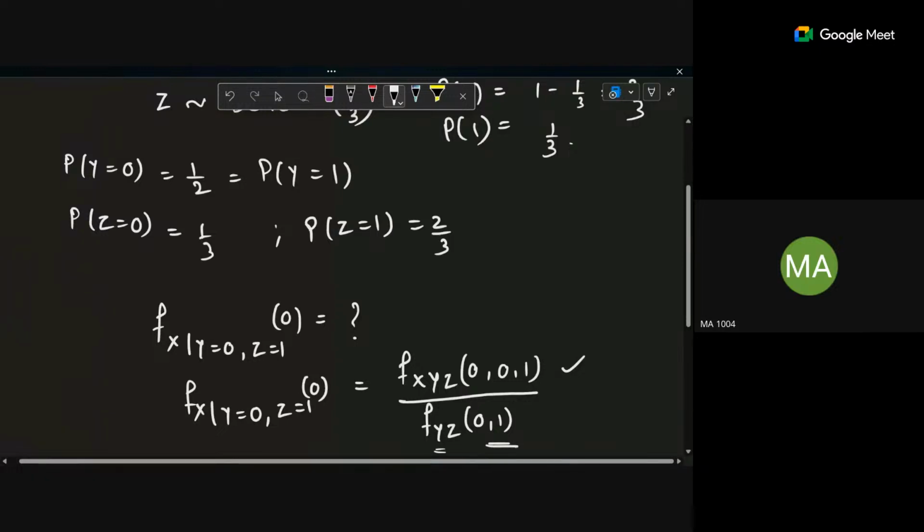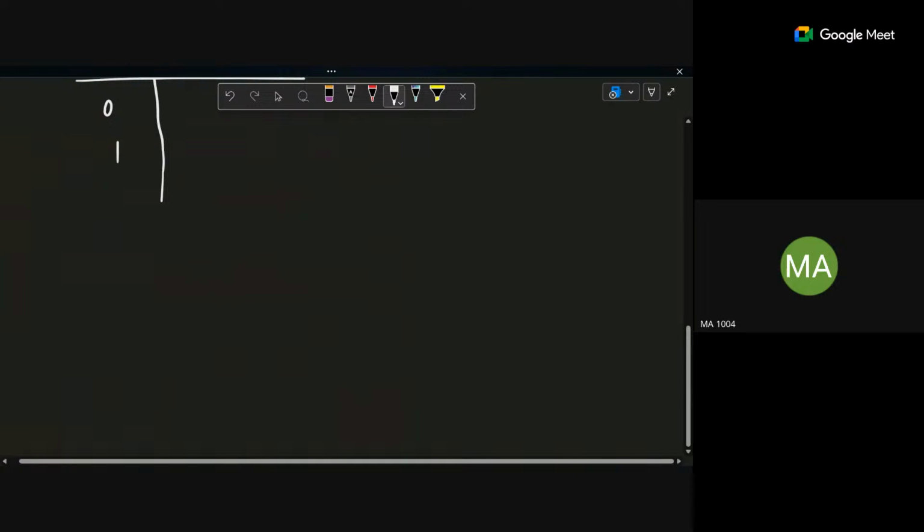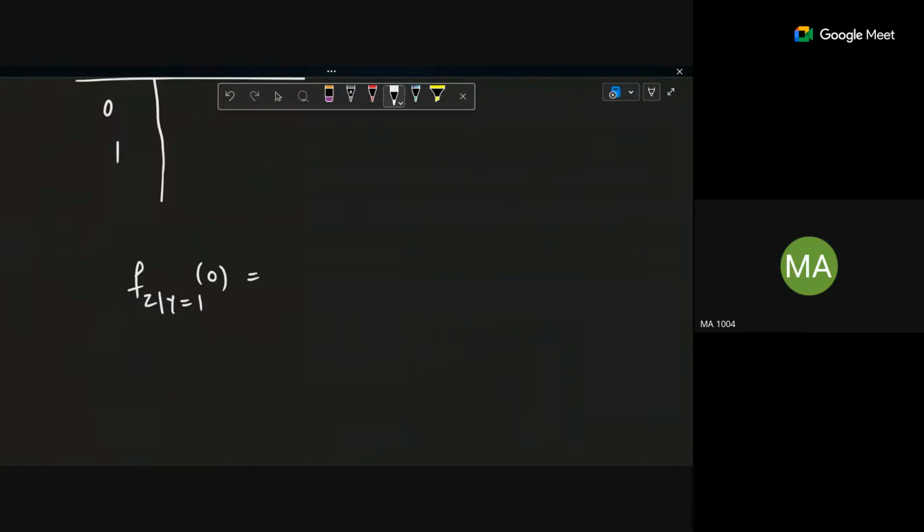Yes, you're right. But we have been given a value, f of z equals 0 given that y equals 1. How can we use that? Fz given y equal to 1 is 1 by 3. There is no use of this information in this question.